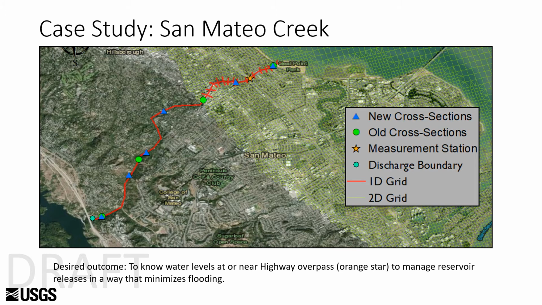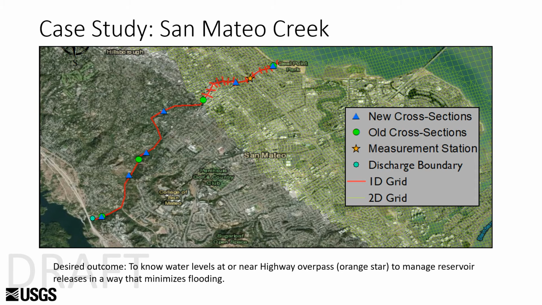One particular application of this model will be to help with managing releases of the Crystal Springs Reservoir into San Mateo Creek. The managers would like to know the water levels at or near this highway overpass, indicated here in the orange star, to manage reservoir releases in a way that minimizes flooding, as this is a critical part of transportation infrastructure in the area. On the lower left, we see the reservoir which drains into San Mateo Creek on its way to the bay. And this map shows the 1D representation of the channel in red, and again this critical location is shown with the orange star.